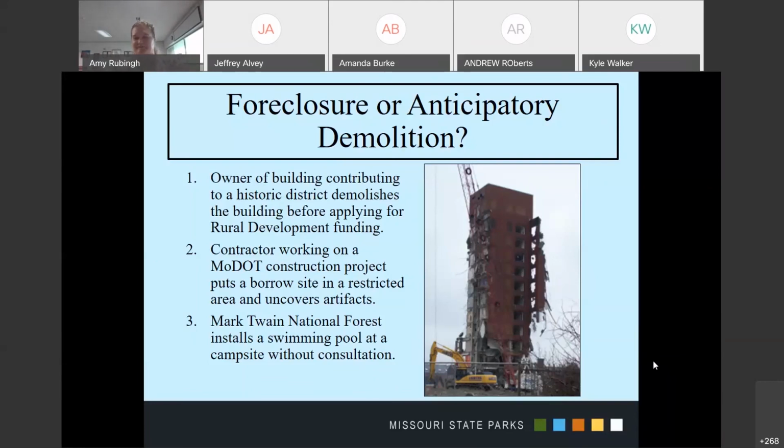I don't think Mark Twain National Forest would put in a swimming pool, but they were the only ones I could think of. So yes, if a federal agency just goes ahead and does a project without consulting with anybody under Section 106, then it is a foreclosure situation. So thank you all.